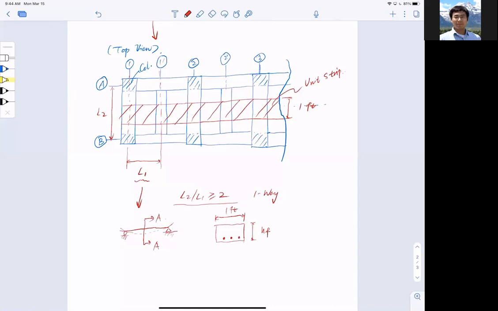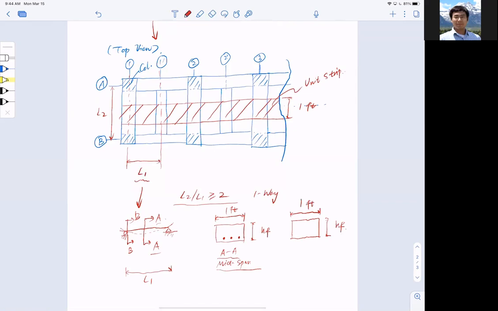All right, and this is at AA, right? AA is in the middle span. And don't forget, this is L1, okay? What if at the support, BB? Support, well, we have the same geometry, right? So it's going to be HF, which is the height of the slab, and width of it, 1 unit strip, 1 foot.